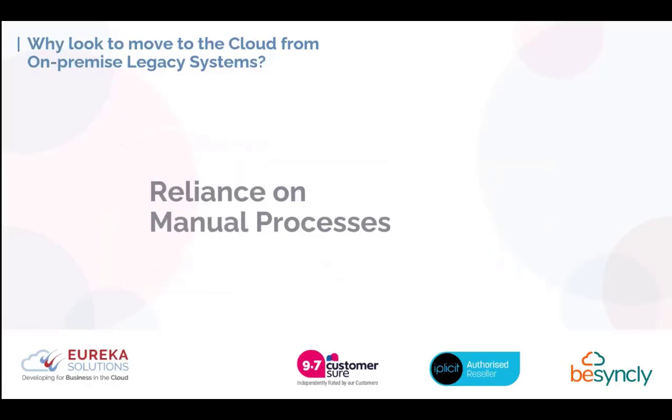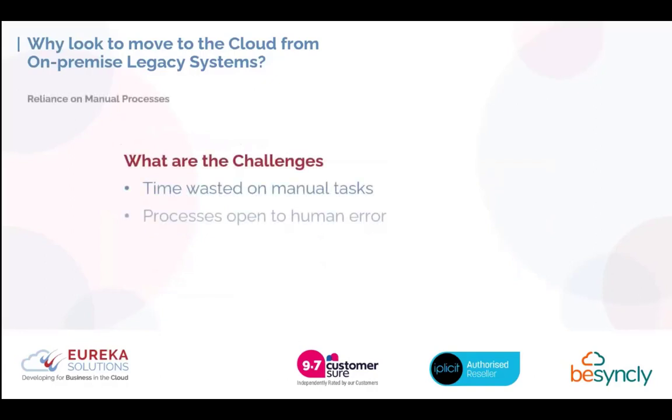And finally, a reliance on manual processes. So what are the challenges associated with that? Well, of course, just wasting time or not using time efficiently on manual tasks, which may be in approvals, in interrogating reports, or a variety of different ways. iplicit has lots of ways that it can improve and automate certain features, which we'll look at in a second. Processes then become open to human error.